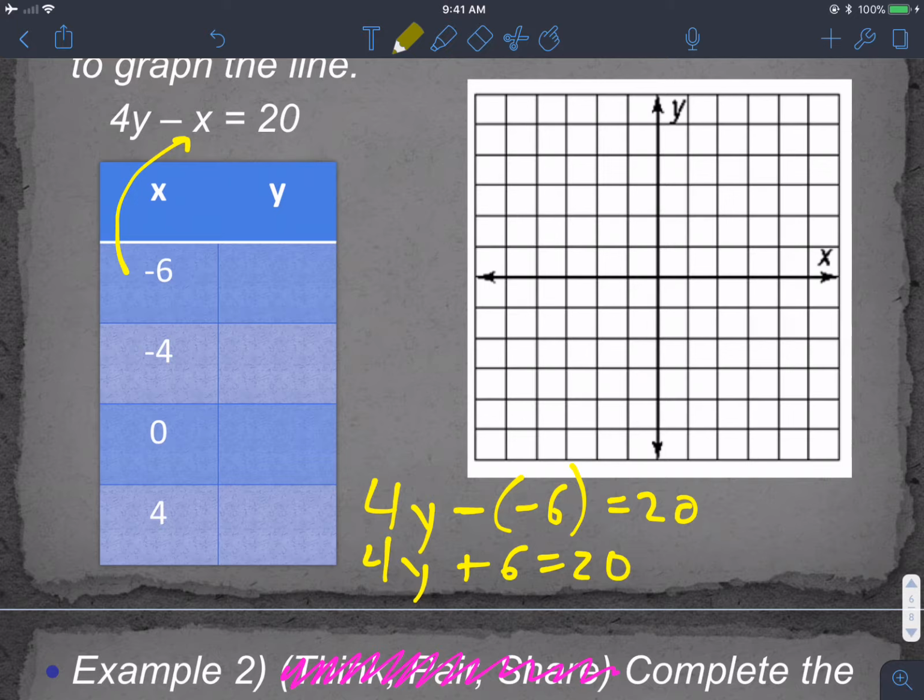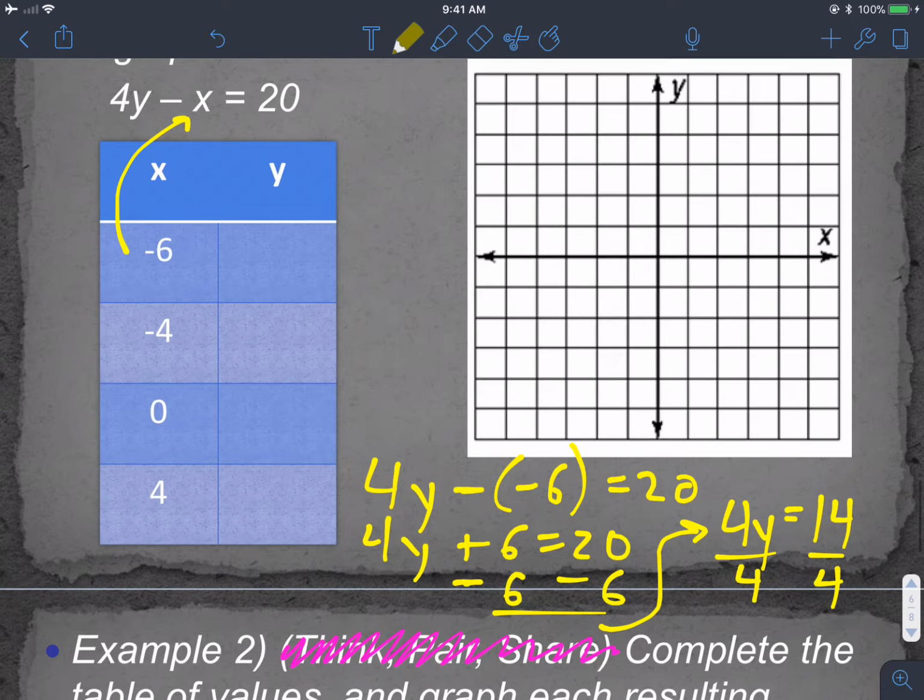And then I do minus 6, minus 6. Four y equals 14. Divide by 4. And I do get a fraction, so I should have made it a little bit easier. But 14 divided by 4, I'll leave it as a fraction. I'll write 7 halves.